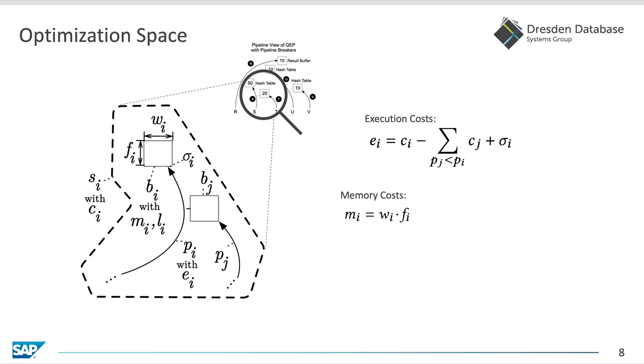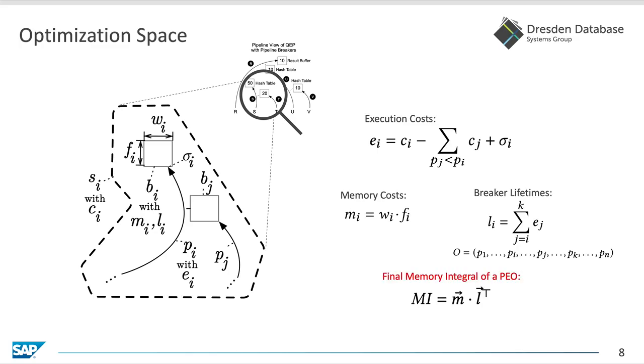The memory costs are calculated through a simple multiplication of cardinality and tuple size. Breaker lifetimes li are calculated by taking the dependencies into account and summing up the execution times during which the individual pipeline breakers are active. We also have a PEO, which is a valid PEO, meaning that all the dependencies between the individual pipelines are adhered to. The final memory integral of a PEO is then calculated by summing up all the individual memory costs with the pipeline breaker lifetimes.